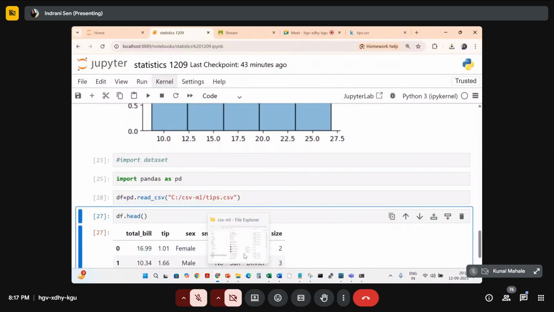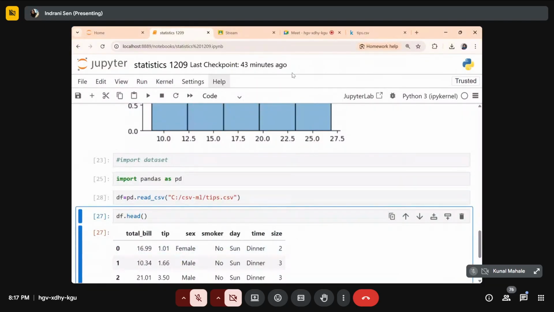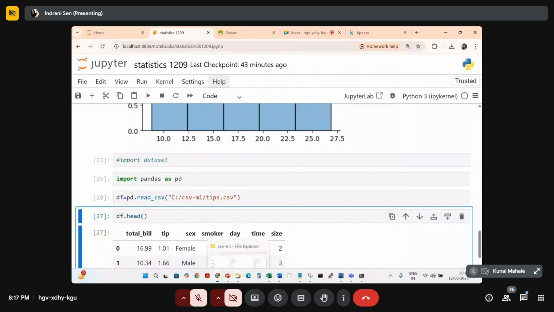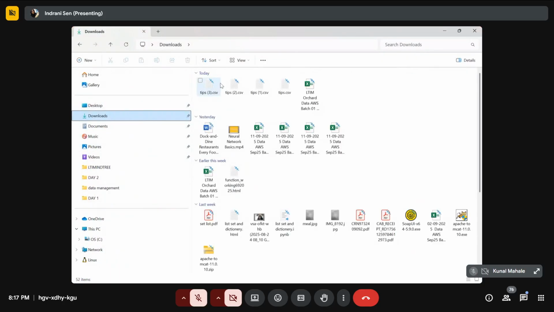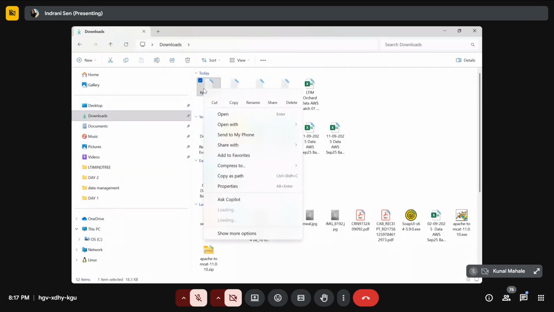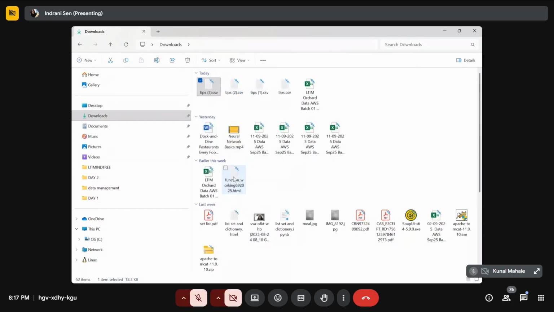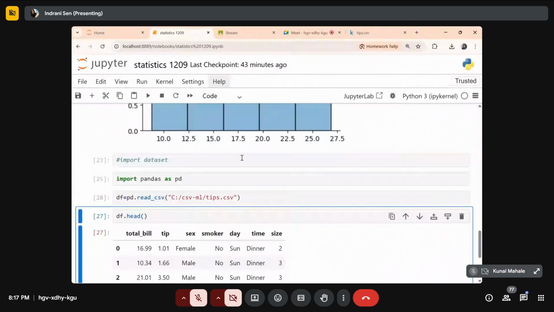Better don't copy the downloads. Otherwise, you can copy the downloads path also, but it is going to be a big path. If you copy this path also, fine. Right click here, downloads, copy as path if you have Windows 11, and then you copy this path over here. Just change the slash to front slash.